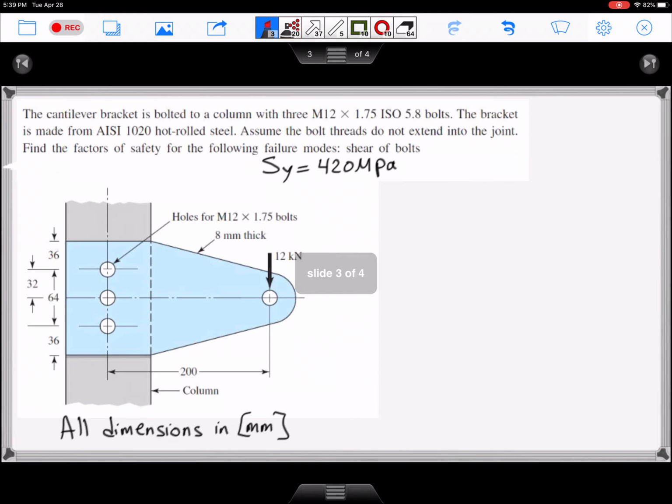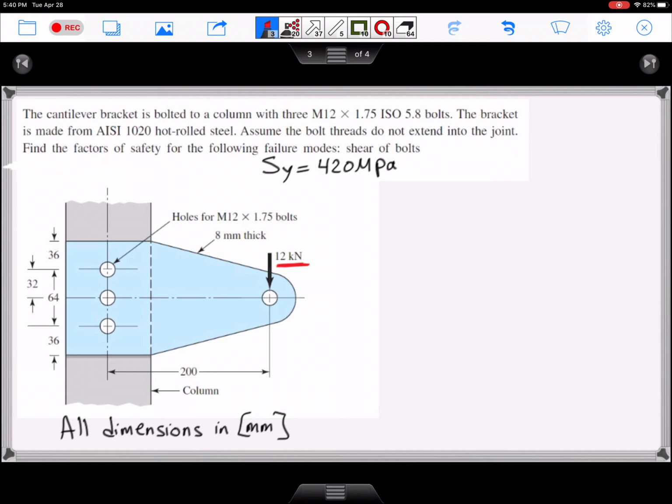Okay, let's take a look at this problem right here. It's a cantilever bracket, and we're applying a load right here of 12 kilonewtons. The problem is telling us to find the factor of safety for the following failure mode, which is the shear of bolts. As you apply this 12 kilonewton load, we're trying to calculate the factor of safety for these bolts in shear.